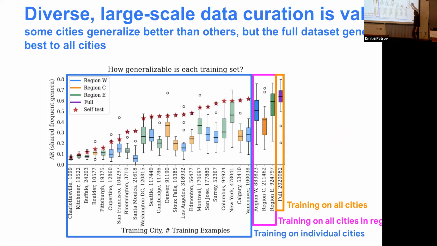You can see that these diverse large-scale data sets are more generalizable, right? So this is training on the full data set, and the distribution over test sets across that entire city is much higher, and the variety is much smaller. But it's actually really interesting if you look, for example, at training on just New York City, you get pretty much the same generalizability performance as training on the entirety of the West Coast.